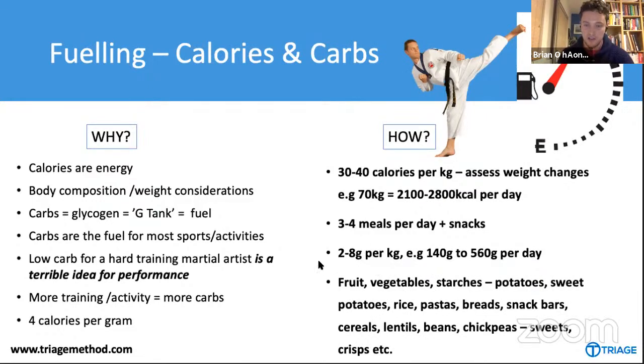Main sources of carbohydrates are going to be fruits, vegetables, starchy carbs like potatoes, sweet potatoes, rice, pasta, bread, snack bars, cereals, pulses like lentils, beans, chickpeas, and then things like sweets, jellies, crisps, etc. They're all pretty high in carbohydrates as well, in the form of sugar in the case of sweets or jellies.